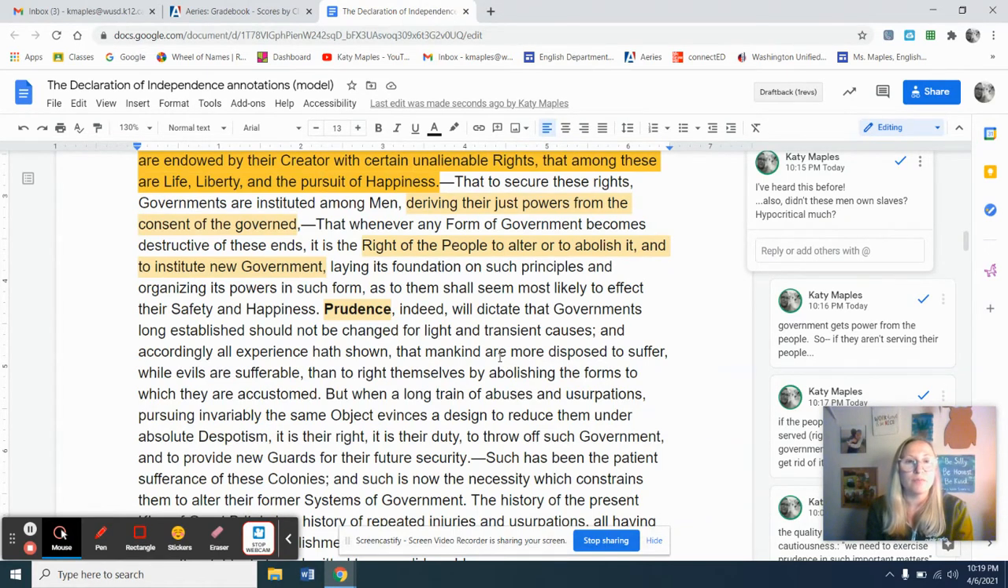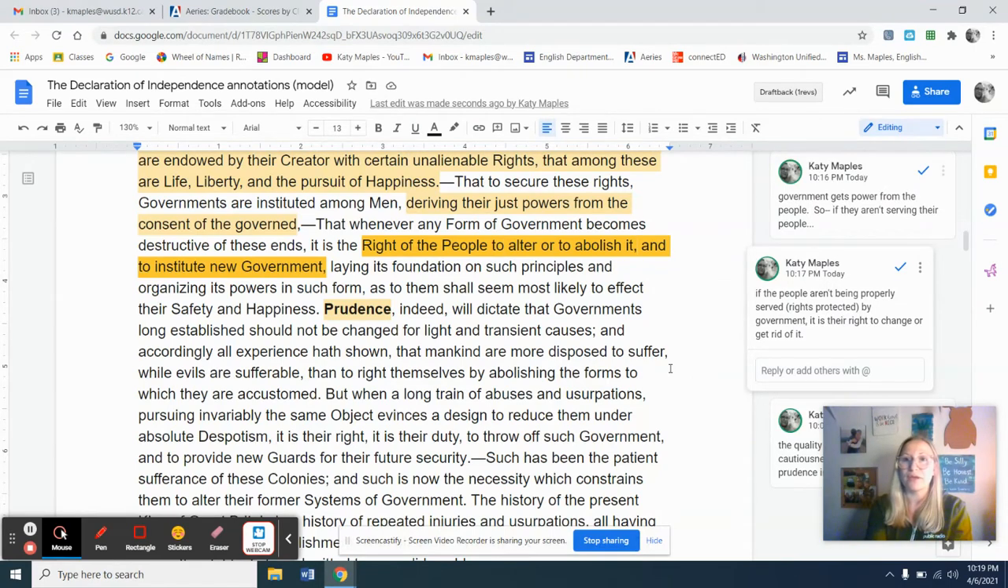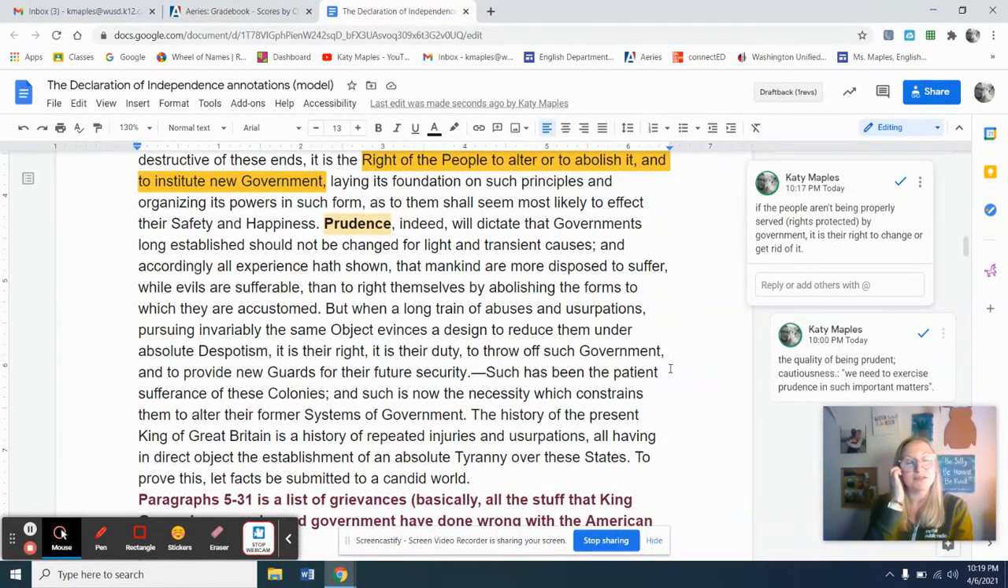Okay, so moving on to prudence. Prudence means being careful, not acting rashly, really thinking through what you are doing, being cautious. So cautiousness will dictate that governments long established should not be changed for light and transient causes. And accordingly, all experience hath shown that mankind are more disposed to suffer, while evils are sufferable, than to right themselves by abolishing the forms to which they are accustomed. This part's saying that you don't just overthrow a government that's been around a long time because they just made you mad. It's not over something small, okay?